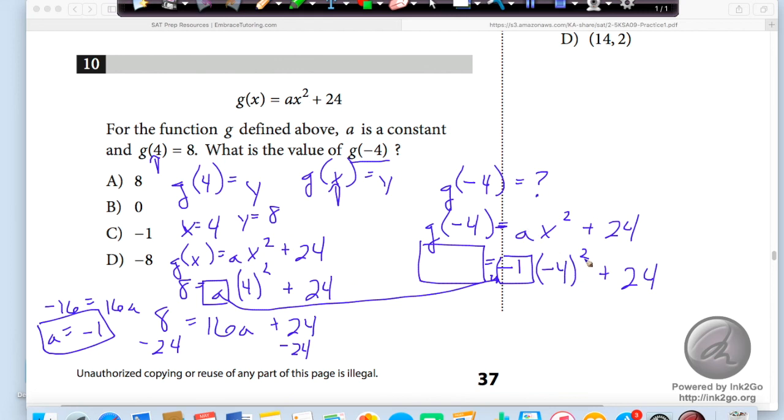And then don't get tripped up with the exponent here. Make sure that you carry this exponent through first to the actual negative 4, because this negative 1 is separate, outside of the exponent. So make sure you do negative 4 squared, which is going to be 16, plus 24. Don't do the negative times that and then square, because you'll get a different value. Instead, do the negative 4 squared to get 16, then times the negative, which will give you negative 16 plus 24 altogether. That will end up giving you 8, and 8 should be your answer.